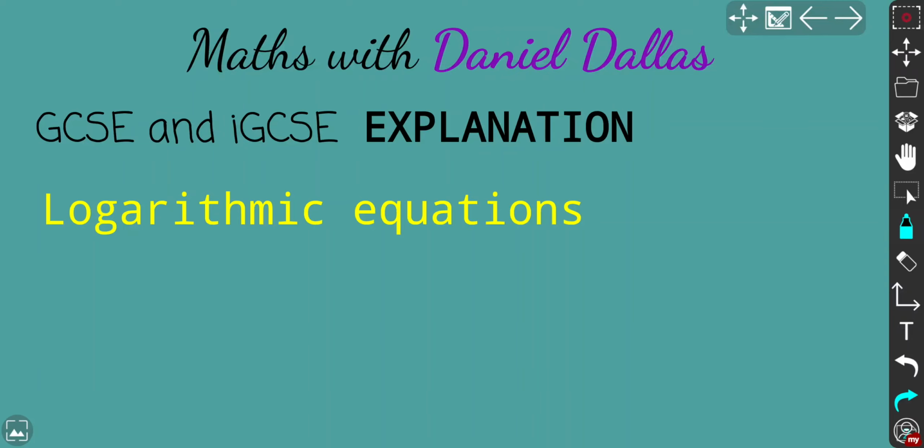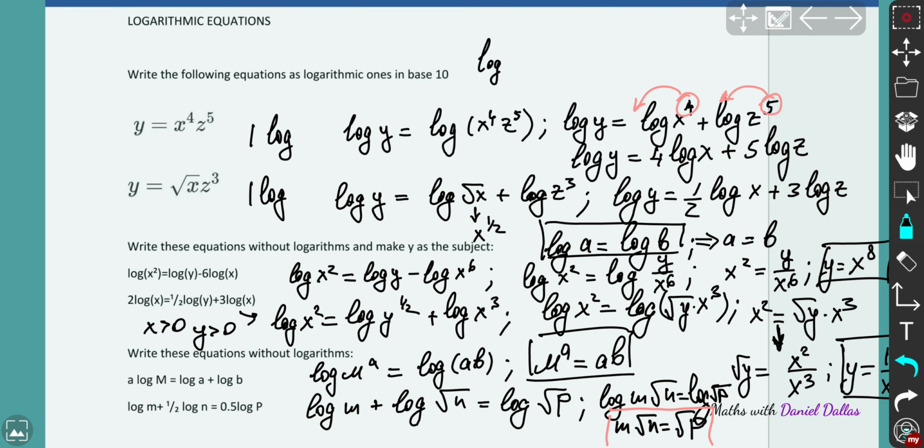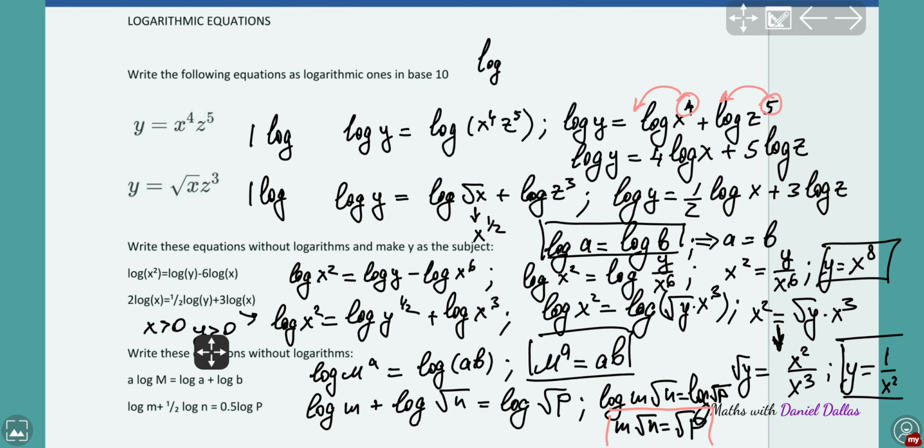Hey guys, we come back to GCSE iGCSE explanation for logarithmic equations. In the previous video, part 1, we were practicing rearrangements, and this is the basics that you actually need to know before going to logarithmic equations. So I hope you covered that, and if you didn't, please have a reference to the video, part 1 for logarithmic equations, where we have this proper practice. Trust me, it's very necessary.